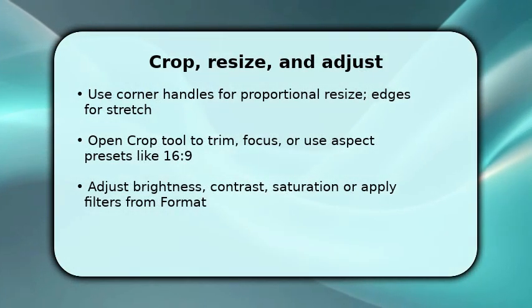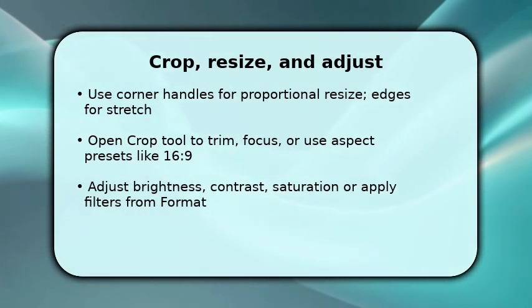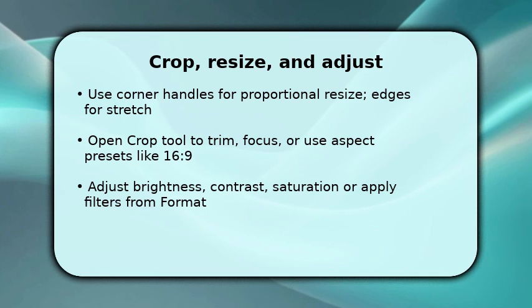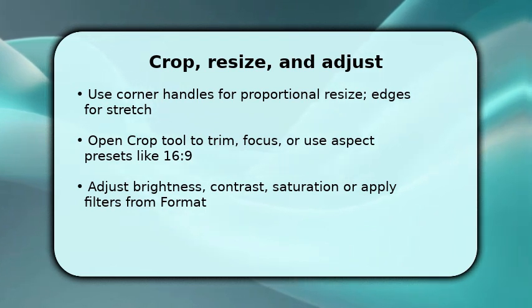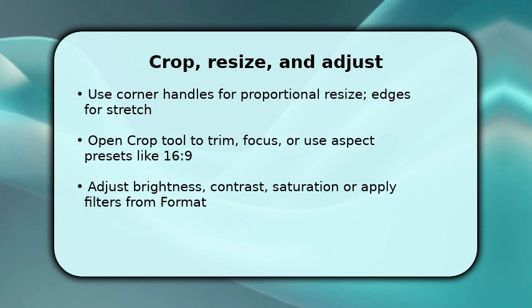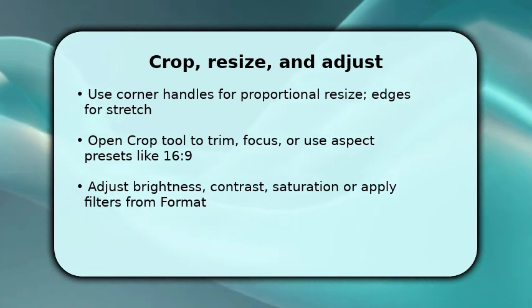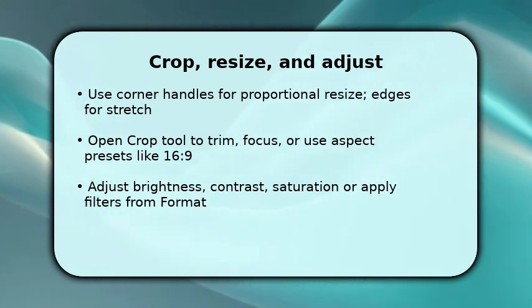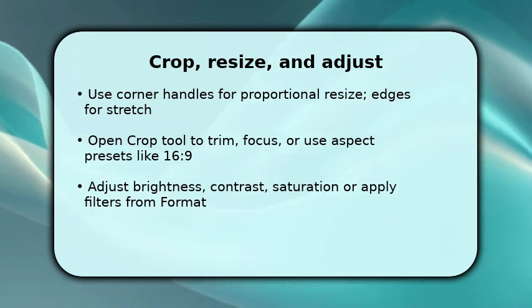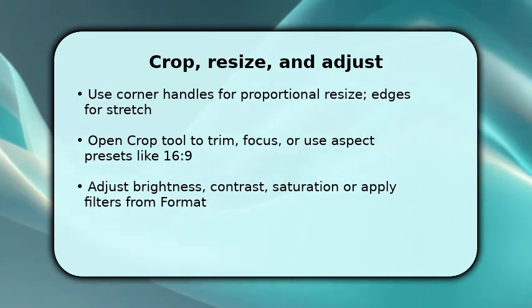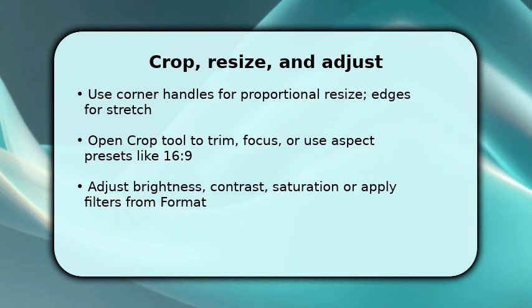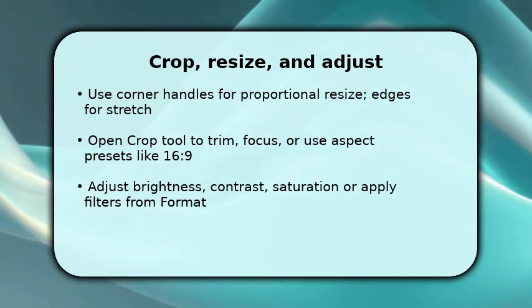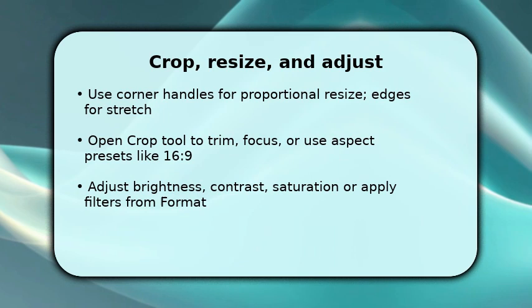Once the picture is placed, crop to remove distractions and focus on the subject. Open the crop tool and drag edges or pick an aspect ratio like 16:9. After cropping, resize using corner handles to maintain proportions, and use the format pane to tweak brightness, contrast, and saturation so colors match the document.